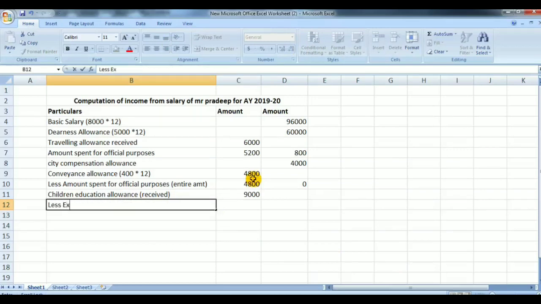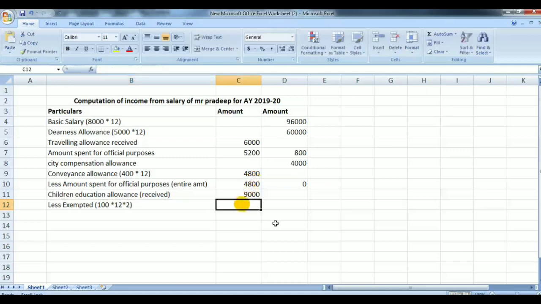And how much is exempted? Less exempted. According to the rule, how much is exempted? 100 rupees per month per child for a maximum of 2 children. So 100 multiplied by 12 months multiplied by 2 children. We will receive the deduction only for 2 children and not 3 children. So the amount comes to 2,400 rupees, and we will deduct this amount from the actual received amount, and 6,600 will be the taxable value of children education allowance.